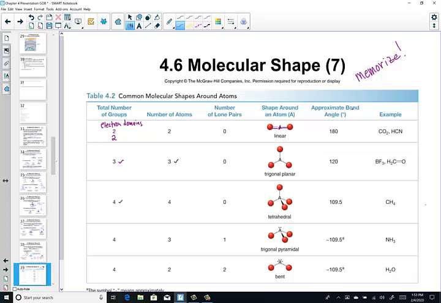If we have 4 domains and all 4 lead to atoms and 0 lead to non-bonding pairs, then it's called tetrahedral with 109.5. If we have 4 domains and only 3 lead to atoms and 1 lone pair, like ammonia, we said that was about 107 degrees. And if 422 is your VSEPR count, it's even less at about 105 degrees. This is a great chart from your text. It's what you want to work to memorize to understand the molecular geometry.